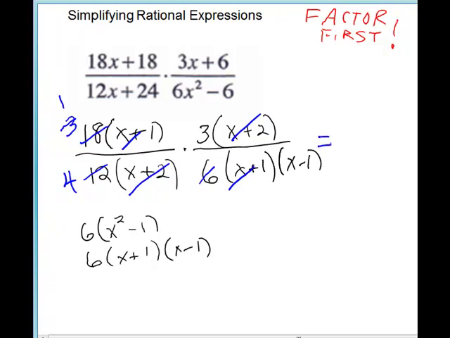So now we'll put it back together. So going across the numerators, we have 1 times 3 is 3. Across the denominators, we have a 4 and an x minus 1.